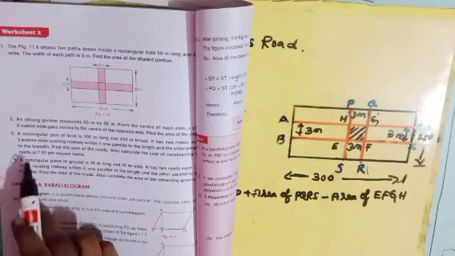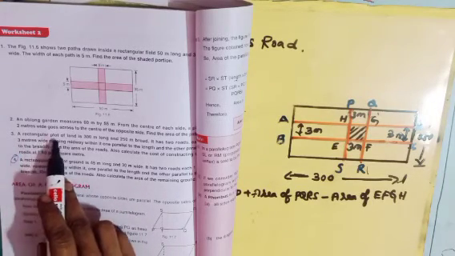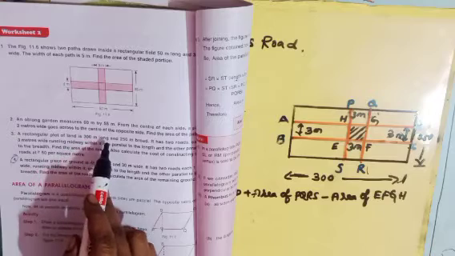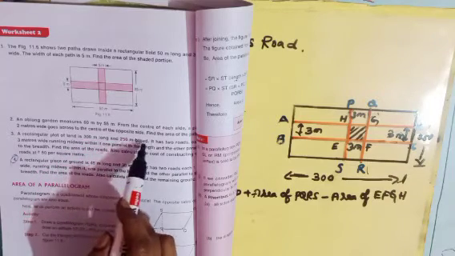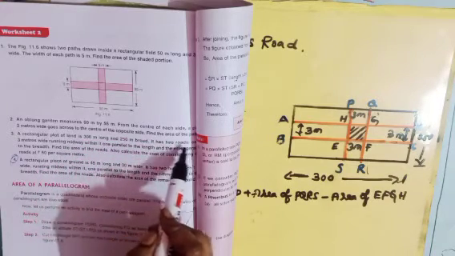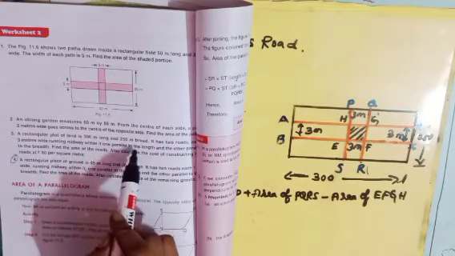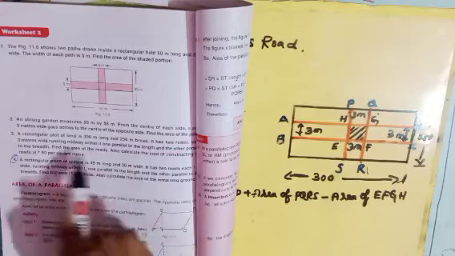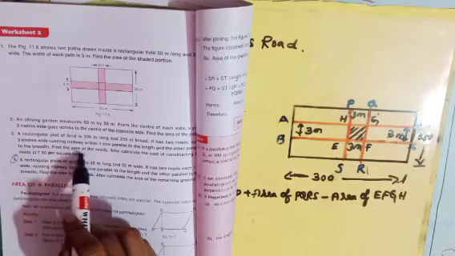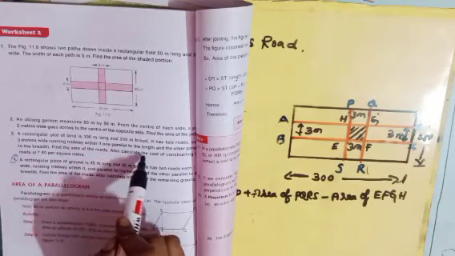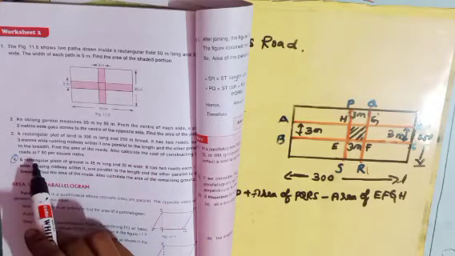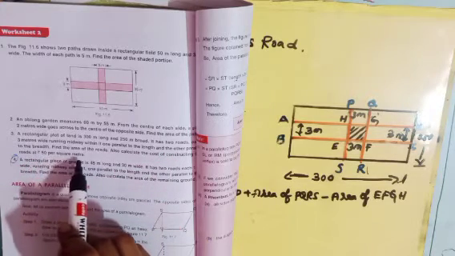Next, third one: a rectangular plot of land is 300 meter long and 250 meter broad. It has two roads, each 3 meters wide, running midway within it, one parallel to the length and the other parallel to the breadth. Find the area of the roads. Also calculate the cost of constructing the roads at ₹50 per square meter.